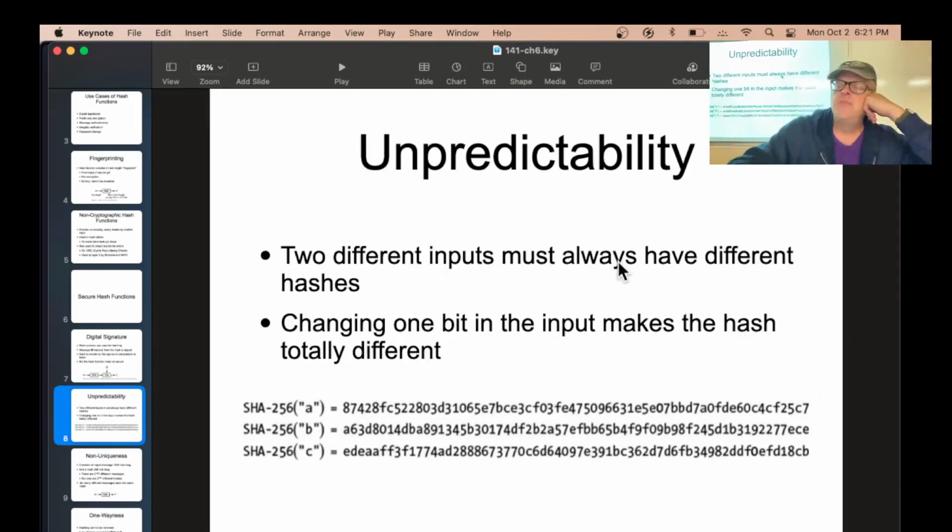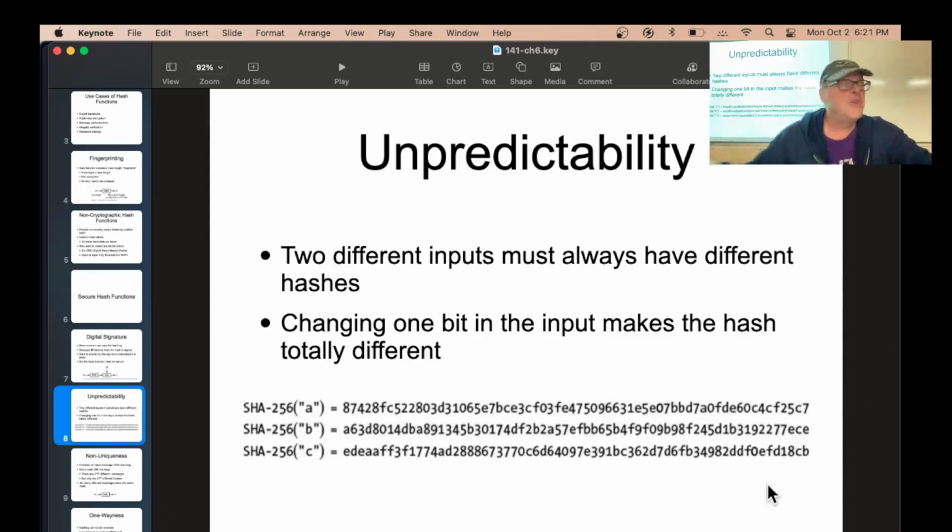So, your hash should be unpredictable. If you change anything about the input, the hash should just change randomly. You can see SHA-256 has that property. If I do A, B, C, these only change one bit at a time here. And you see, you change one bit from A to B, and everything changes all over the hash.